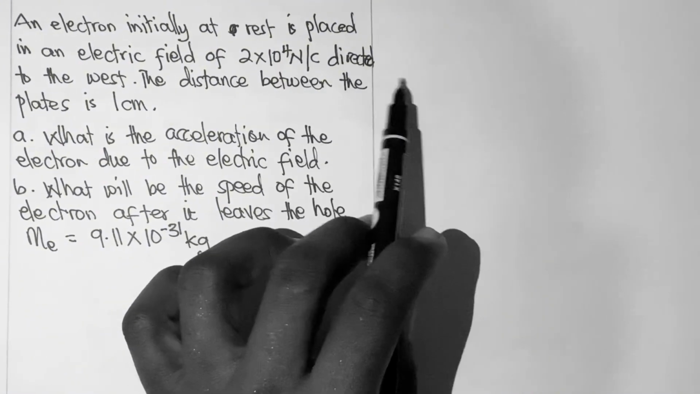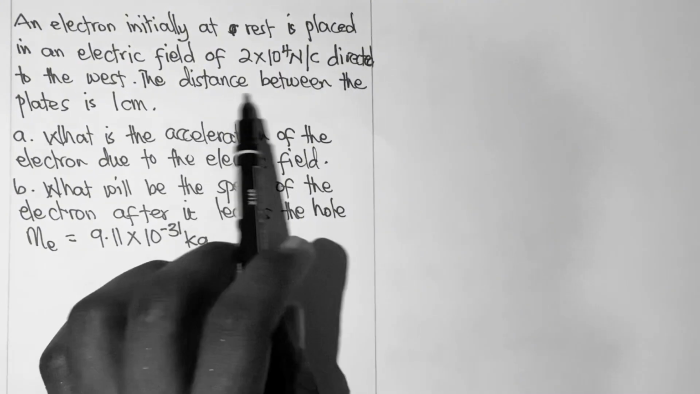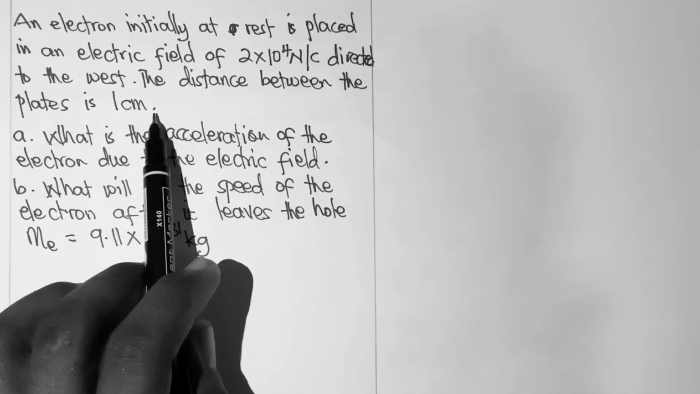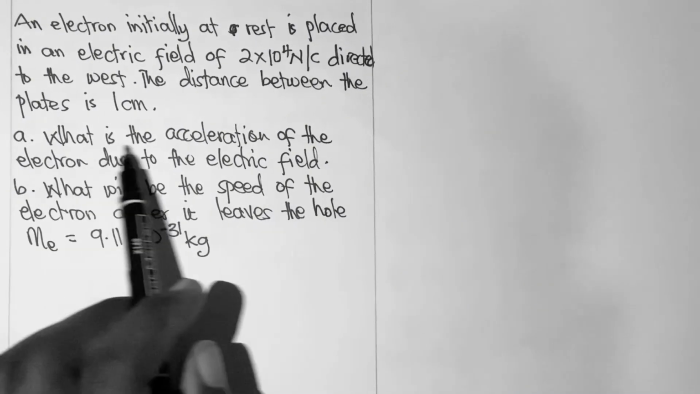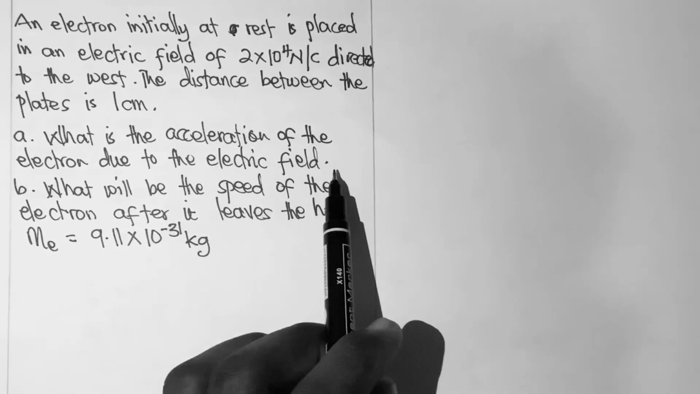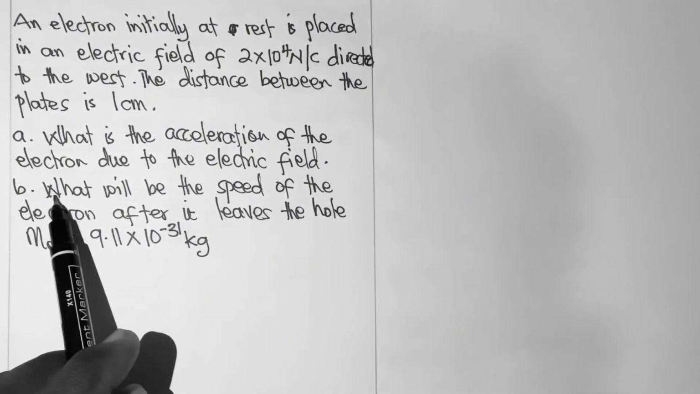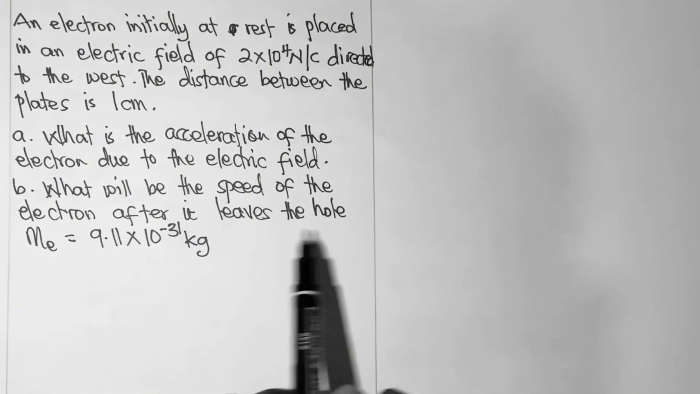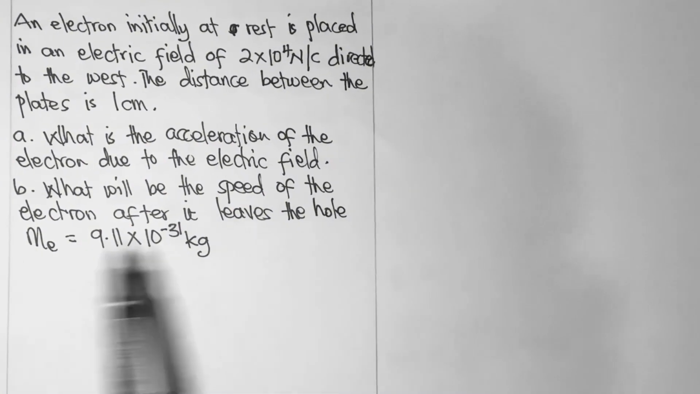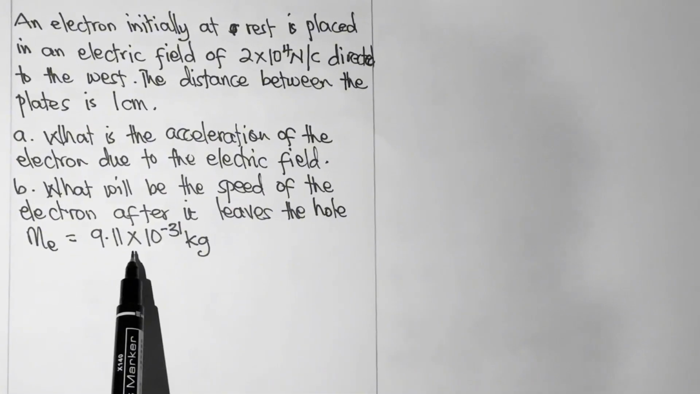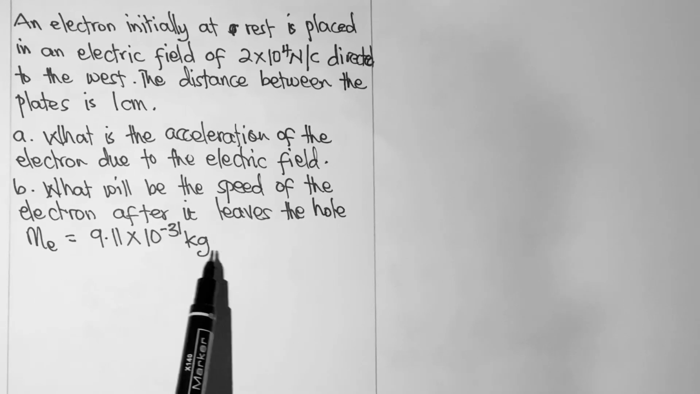An electron initially at rest is placed in an electric field of 2 times 10 exponent 4 newtons per coulomb, directed to the west. The distance between the plates is 1 centimeter. A. What is the acceleration of the electron due to the electric field? And B. What will be the speed of the electron after it leaves the hole? The mass of an electron is 9.11 times 10 exponent minus 31 kilograms.